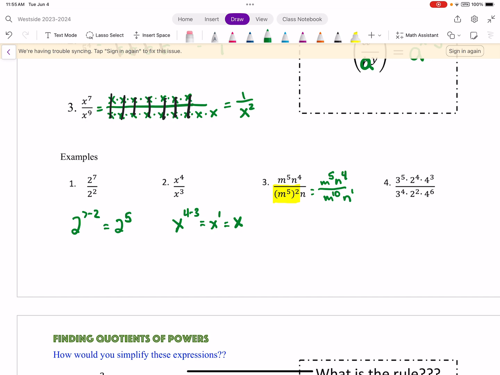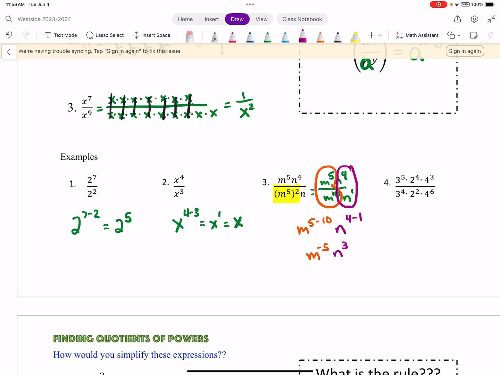When we do this, we are going to focus on the m's and the n's. The m's are going to go together, and then the n's are going to go together, because remember, they have to have the same base. So when we do this, the m to the 5th minus 10, and then the n would be 4 minus 1. Well, if we take 5 minus 10, that's going to make that a negative 5. And then if we take 4 minus 1, that's going to make it a positive 3.